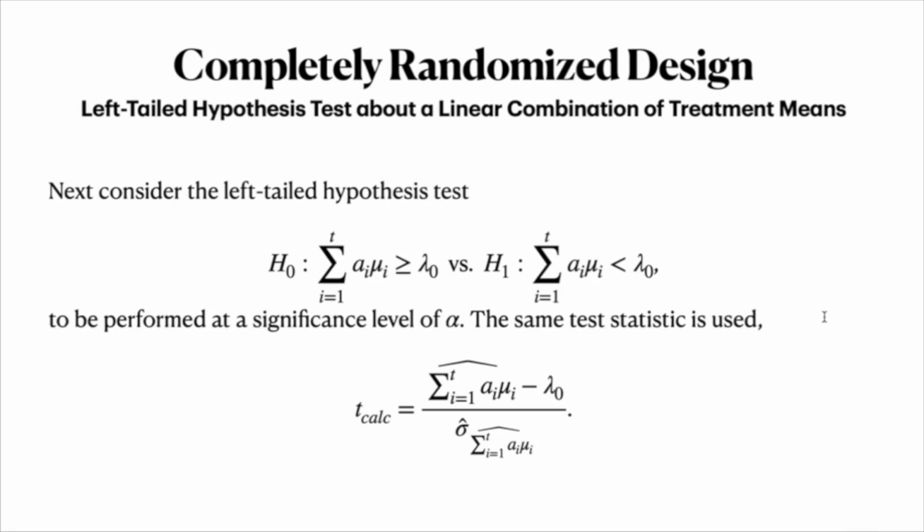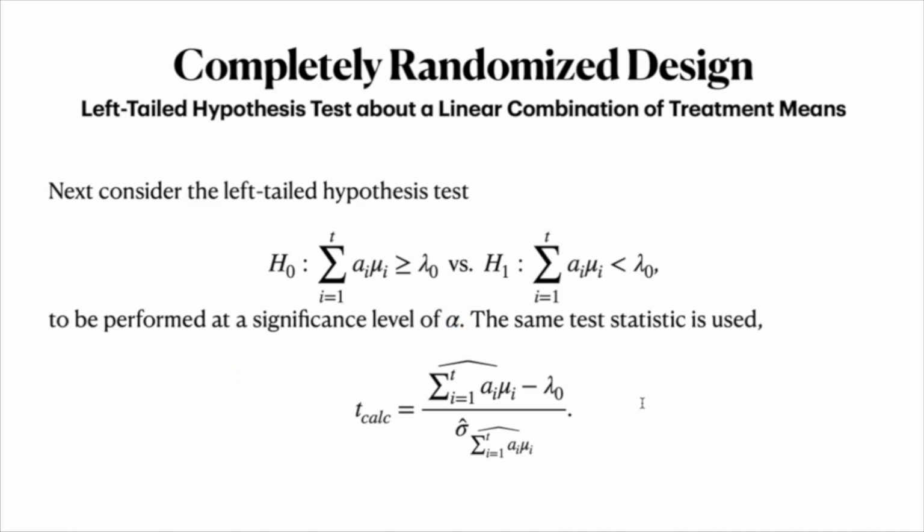Okay, next let's look at a left-tailed hypothesis test. In particular, the null hypothesis here is that the linear combination of the treatment means that we're interested in is greater than or equal to some specified value, lambda 0, versus the alternative hypothesis that says that that linear combination of the treatment means is less than this value, lambda 0.